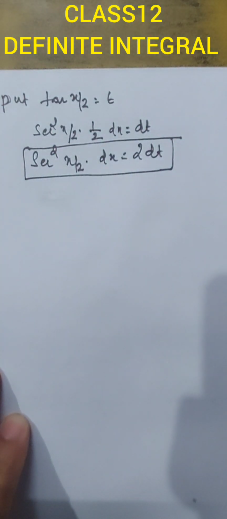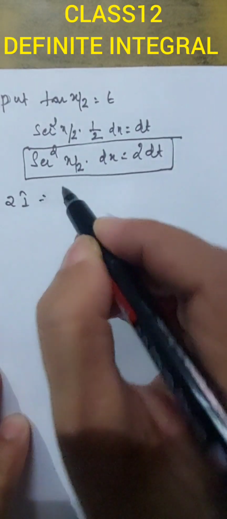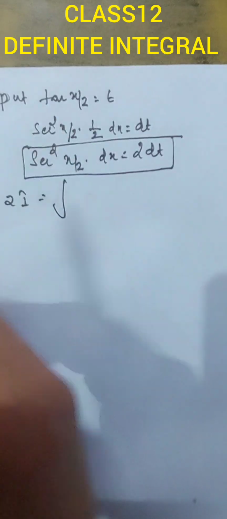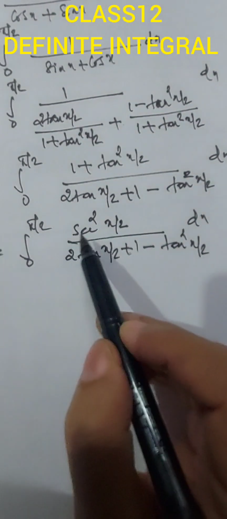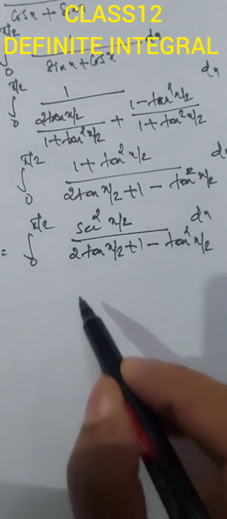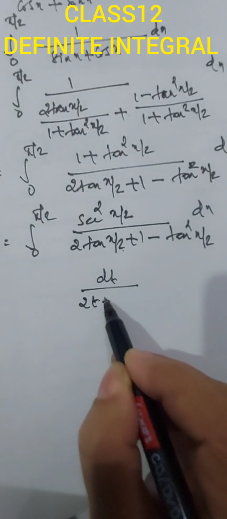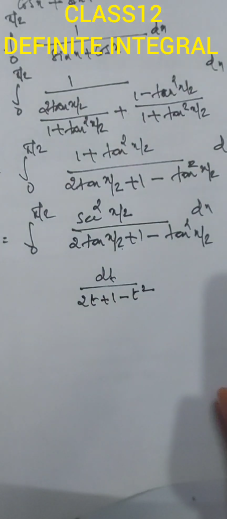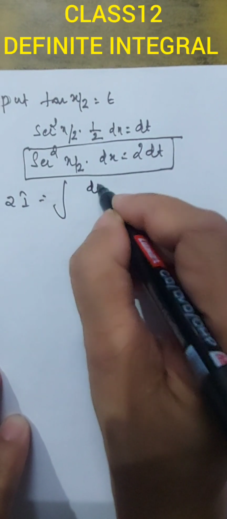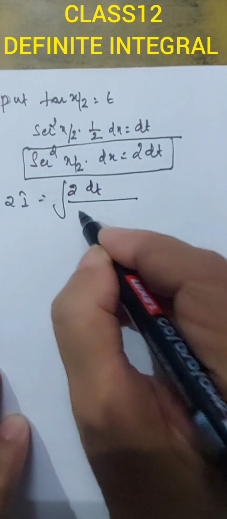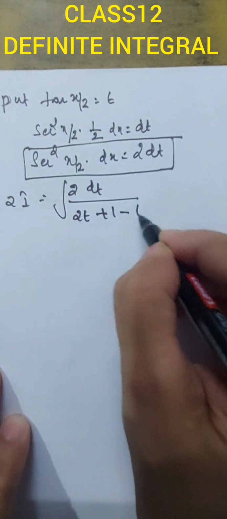So substitute back into the integral. We will get 2I is equal to the integral of, in the numerator, where it was sec square x by 2, in place of that we will write twice dt, divided by 2 tan x by 2, that is 2t, plus 1 minus t square. So it is twice dt divided by 2t plus 1 minus t square.